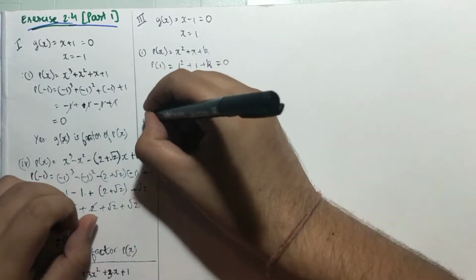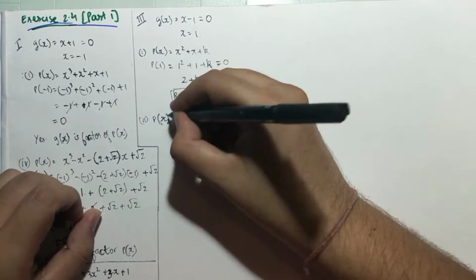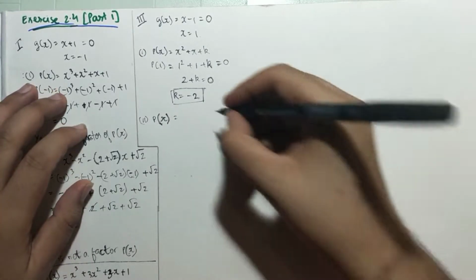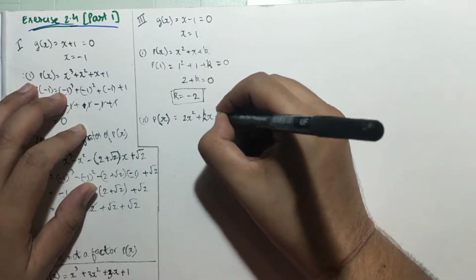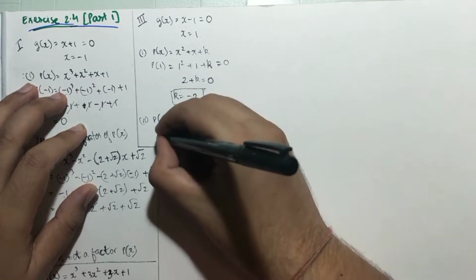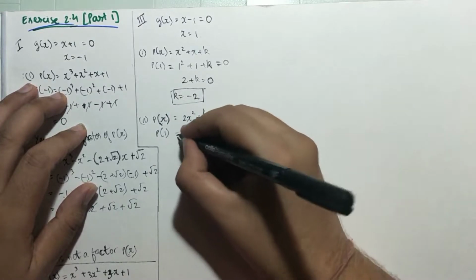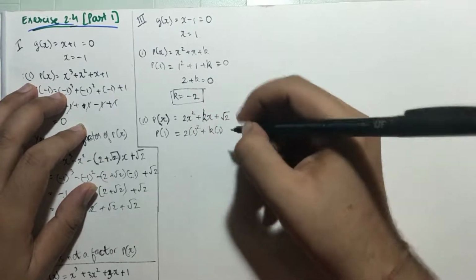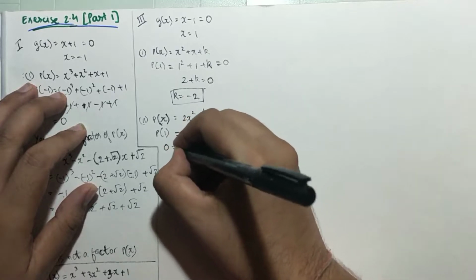Second question. So we can find unknown values in the equation knowing one of the factors of that equation. The polynomial given to us is 2x square plus kx plus root 2. We know that x minus 1 is a factor. So substituting the value of 1: 2 into 1 square plus k into 1 plus root 2. This will be equal to 0, so I am writing 0 equals to.